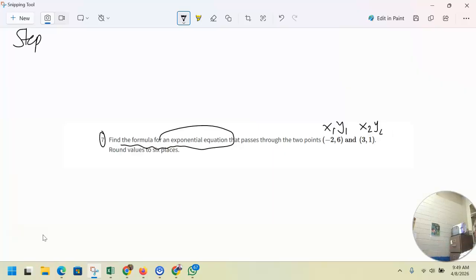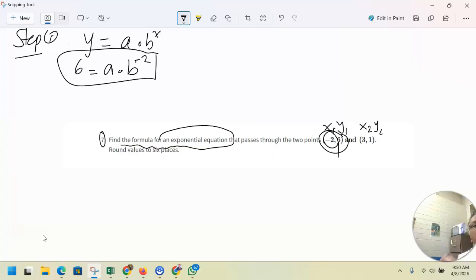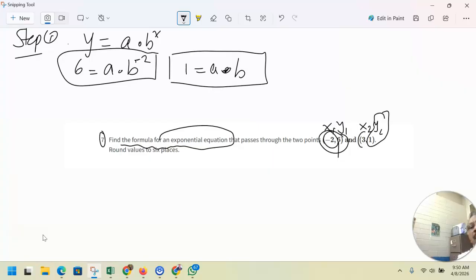Step one is just plug in the X and Y, right? The main equation is Y equals A times B raised to X. So if I plug in X equals minus 2 and Y equals 6, this becomes 6 equals A times B raised to minus 2. So that's equation number 1. And the second equation we can use, this time we put Y equals 1, so it is 1 equals A times B raised to 3.